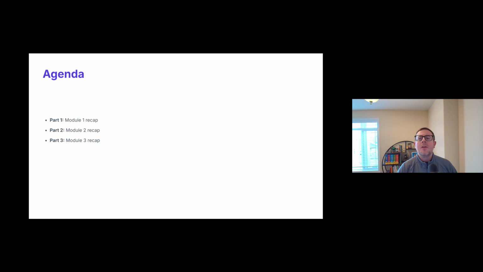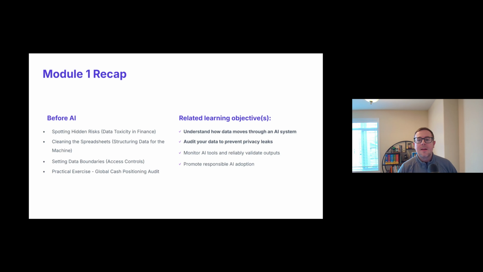As a reminder, those learning outcomes are understanding how data moves through an AI system, being able to audit your data to prevent privacy leaks, monitoring your AI tools and reliably validating the outputs that you get from those tools, and then promoting responsible AI adoption.